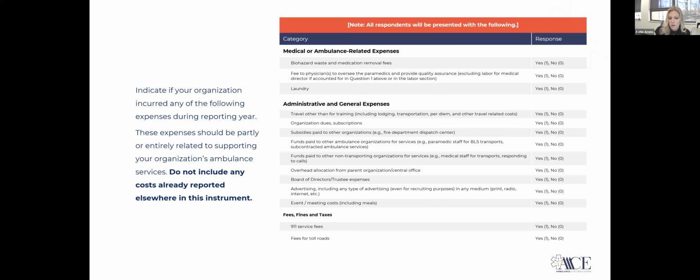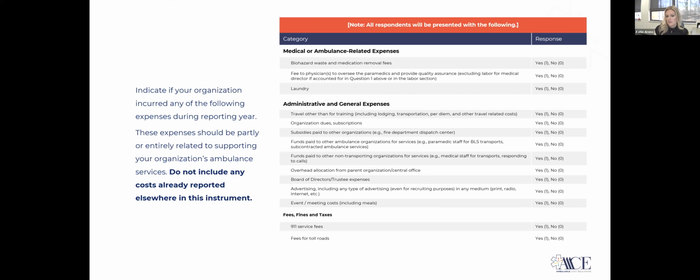Here, this kind of is continuing on to the list. So if you had any expenses that are related to laundry, you would check yes, and then you're going to have to report here the cost associated with that. Travel for training, funds paid to other non-transporting organization for services, or say you contract with another organization to provide BLS response, you would put that, you'd say yes, and then what's the expense that you incurred for those BLS intercepts for that service that you received.